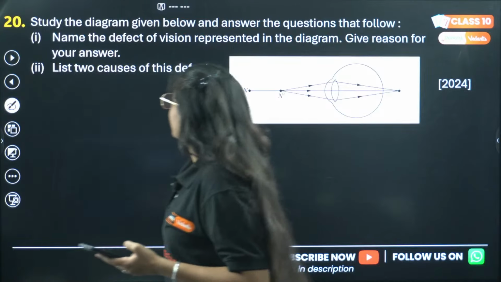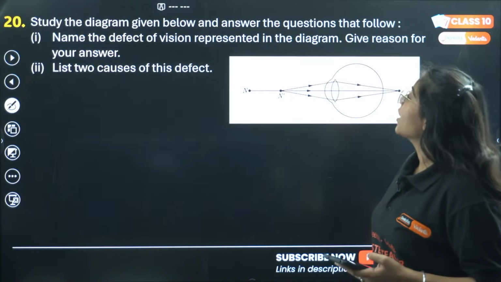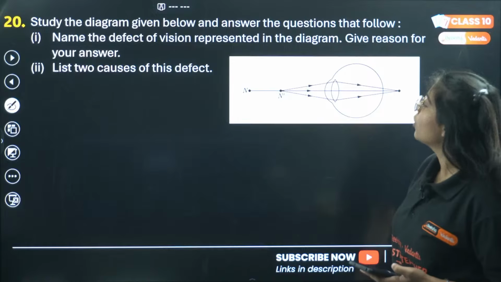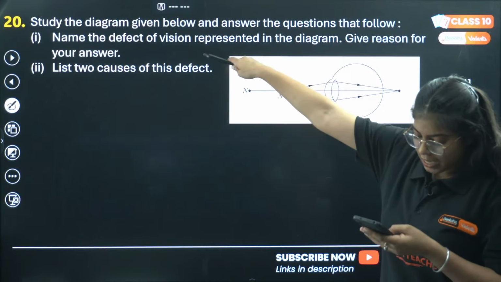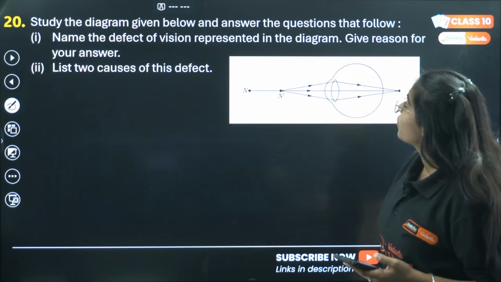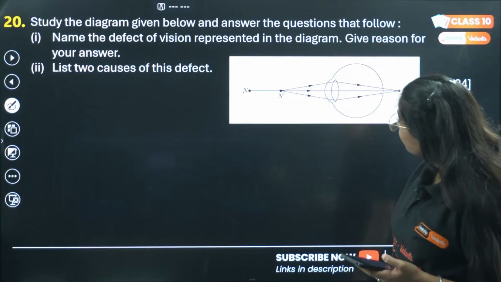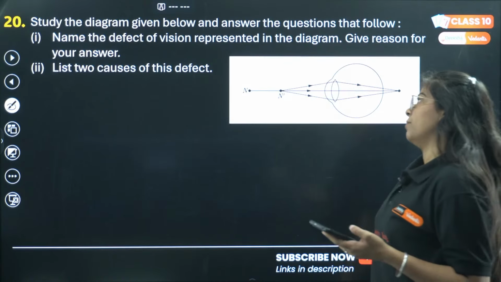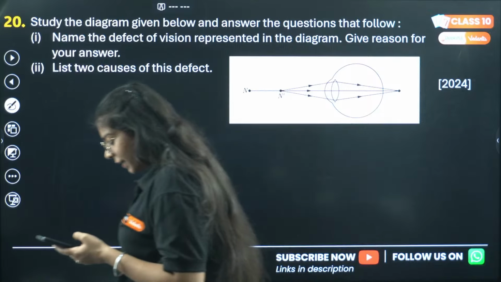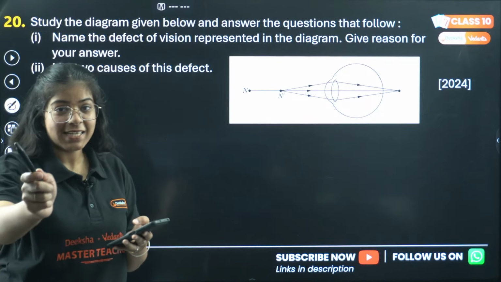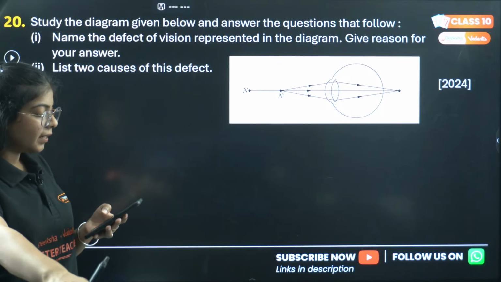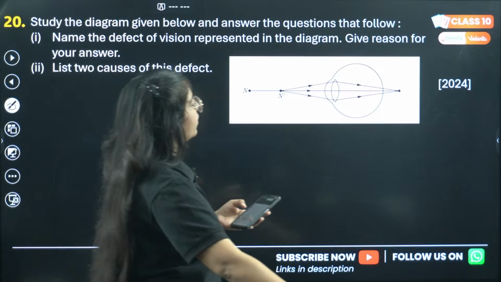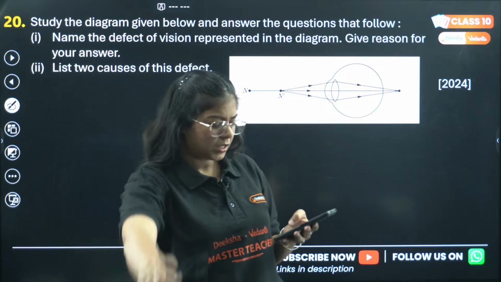Great, thank you so much for understanding. Study the diagram given below and answer the question that follows. Name the defect. This is actually the last question. Name the defect of vision represented in the diagram. Give reason for your answer. Okay, just tell me what is the defect. I'll tell you a trick, very easy, that you can find out any kind of defect just by looking at one single thing in this.